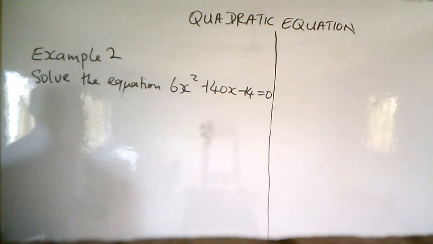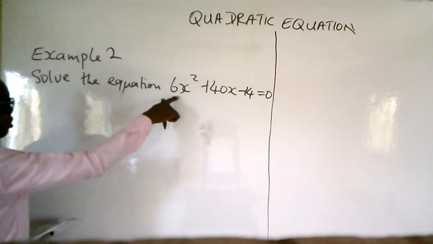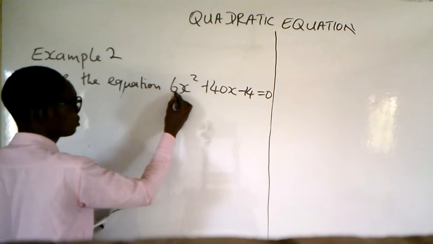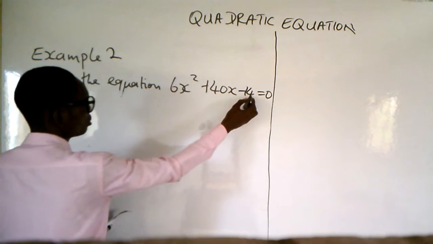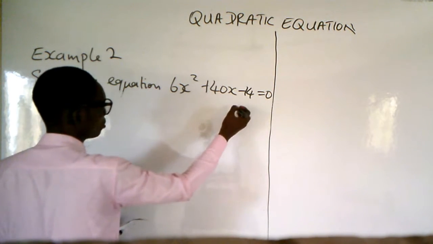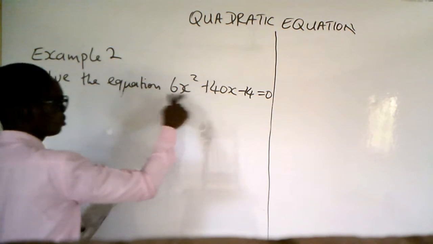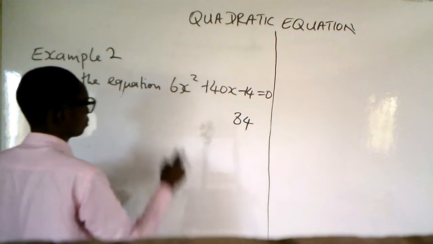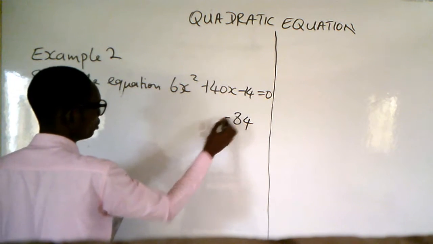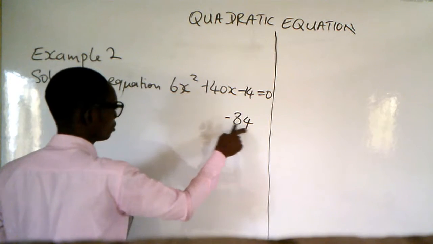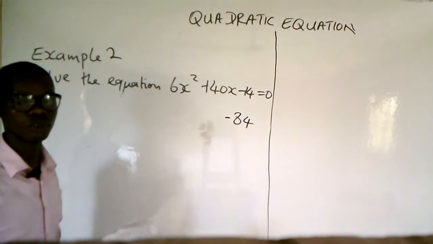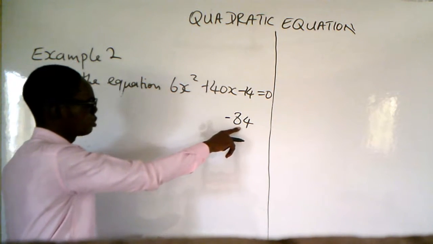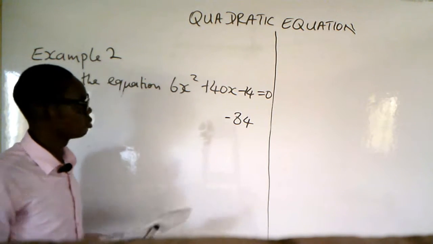To solve this, what we first of all do is this. This is the coefficient of x squared, which is 6. So, we use this 6 to multiply the constant minus 14. 6 times minus 14 gives me minus 84. The next thing for us to do now is to look for two numbers whose product will be minus 84, but whose sum will be 40.